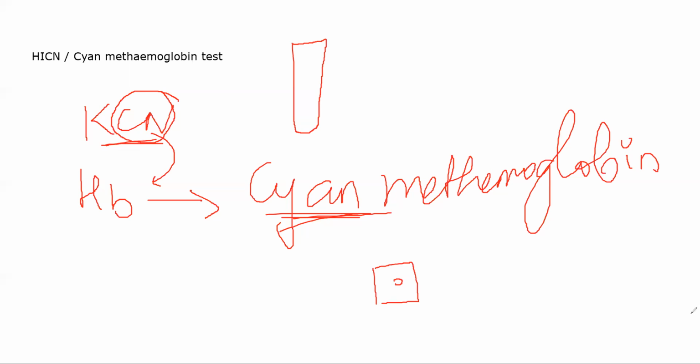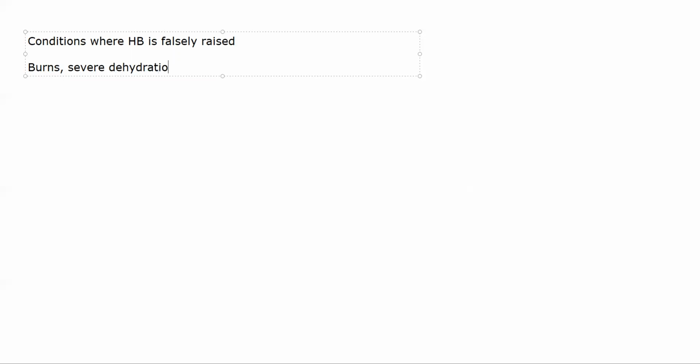Now there are a few conditions in which there will be a false increase in hemoglobin. Okay, so conditions where Hb is falsely raised. Now these conditions will include burns or dehydration, severe dehydration. Okay, burns, severe dehydration.